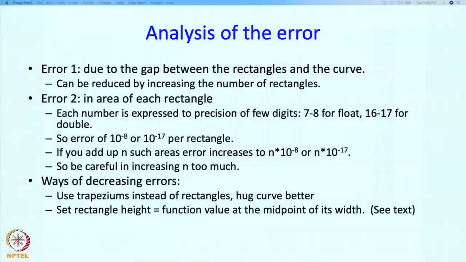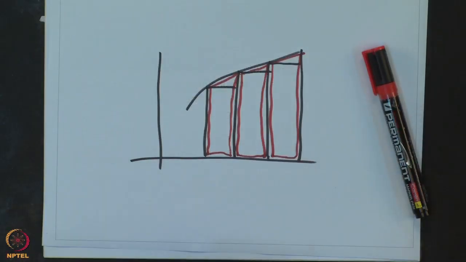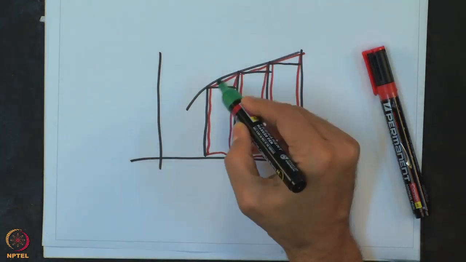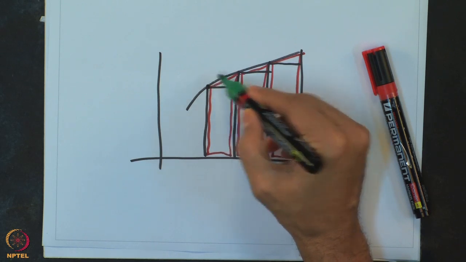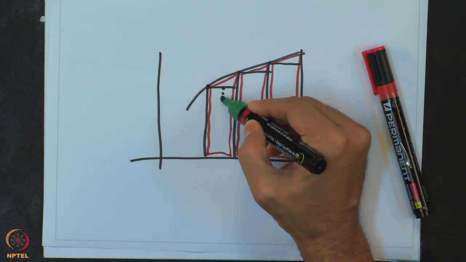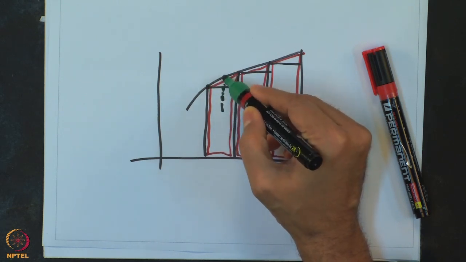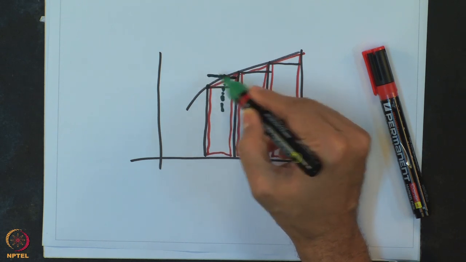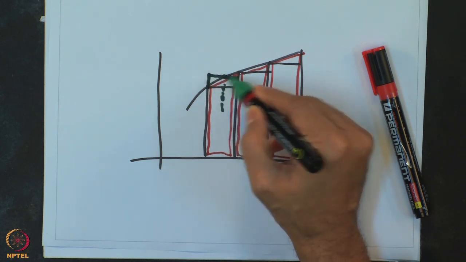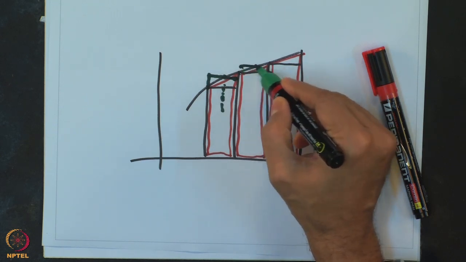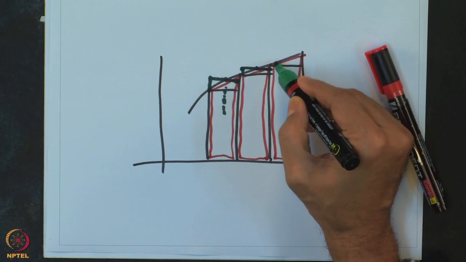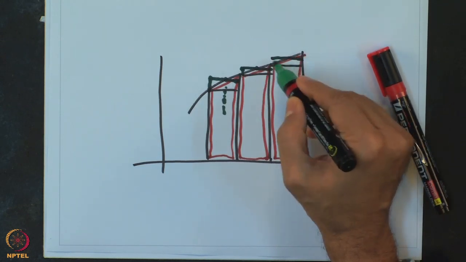Another idea is to set the height of the rectangle slightly differently. We are going to keep the same rectangles, but instead of using this as the height, we are going to take the midpoint of the midline of the rectangle and make it hit the function. So this is the rectangle that we are going to use. Even here, our line will pass through this middle region.